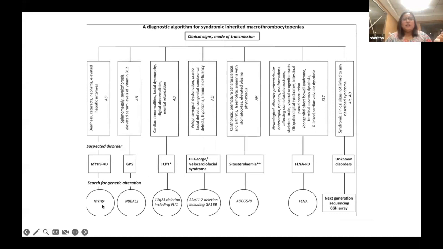As I mentioned, there are different genes involved in each of these disorders. The same thing: for myosin heavy chain 9-related disorders, the gene involved is MYH9; for gray platelet syndrome, it is NBEAL2; and for sitosterolemia, it is ABCG5 or ABCG8.